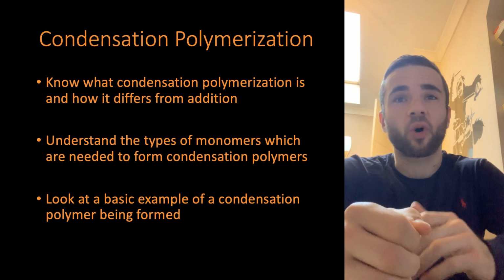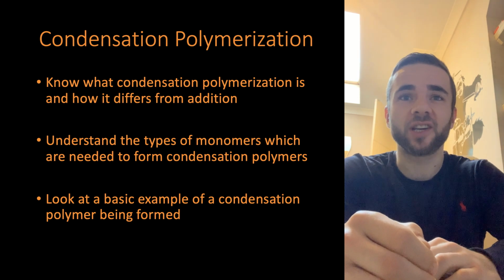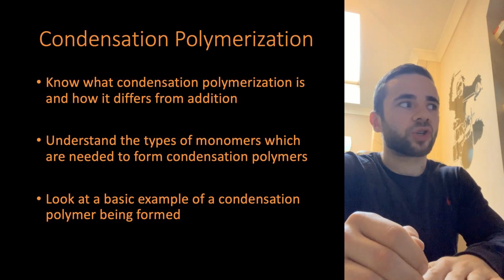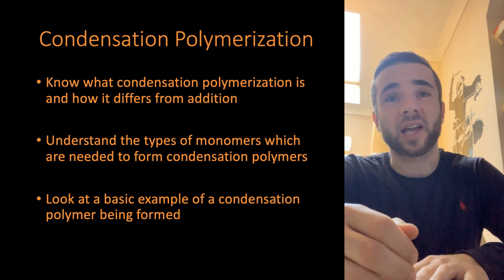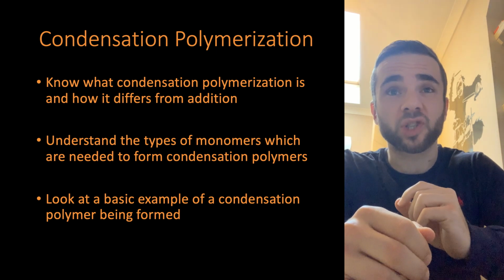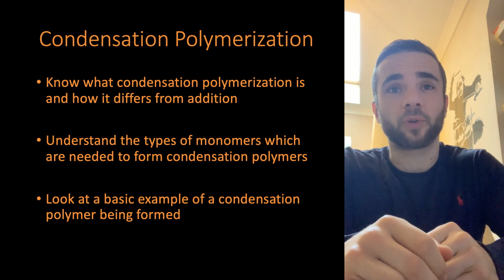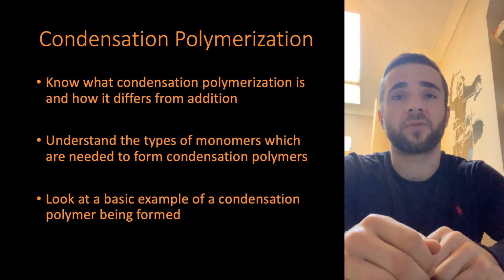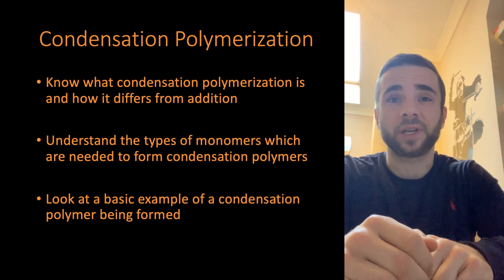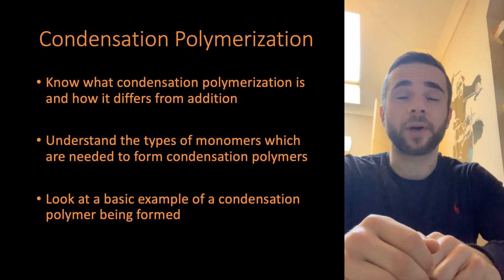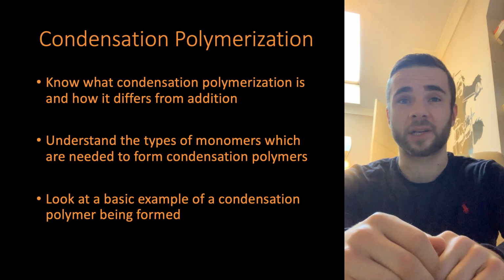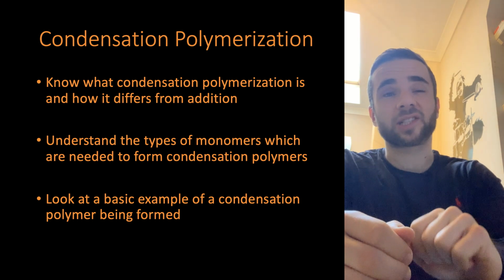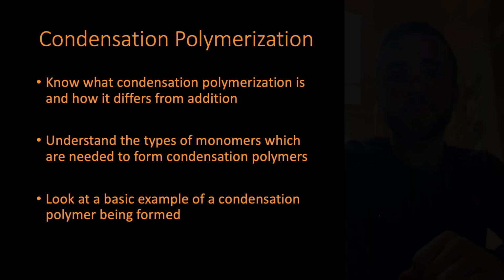Okay, so first you need to know what condensation polymerization is and how it differs from addition polymerization, which is the other style which you have looked at. You also need to understand the different types of monomers which you are allowed to use in order to form a condensation polymer, right? Not all kinds of monomers will be able to form a condensation polymer, so we need to have a look at which ones are able to do it. Finally, we're going to have a look at an actual example, and then you'll be able to do more like that yourself. So let's dive straight in right now.